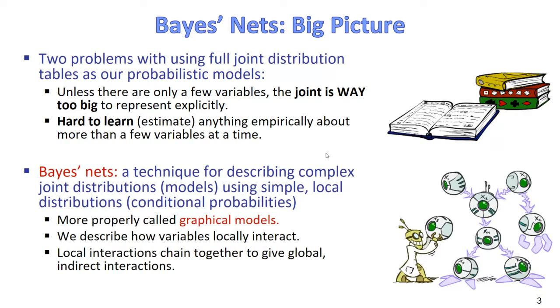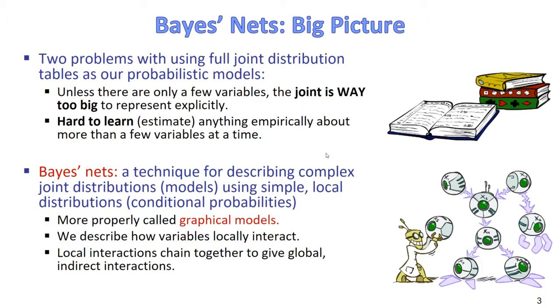It is a technique to describe complex joint distributions by simple conditional distributions. We call them local distributions because they represent local interactions between variables. So instead of saying that everything interacts with every other thing, we focus on the basic interactions between pairs of variables, and from that we can, if we want, construct the full joint distribution. Actually, we don't need to, because we can compute any probability that we need from the small local conditional distributions.